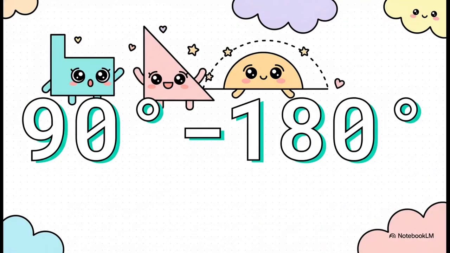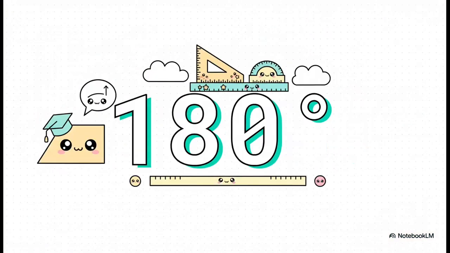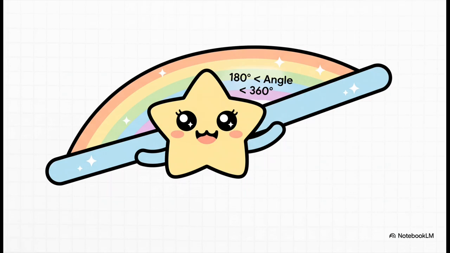Push past 90 degrees, and you'll find the wide, relaxed, obtuse angle. This is any turn that's bigger than a right angle, but hasn't quite opened up into a straight line yet. Keep opening it all the way up, and you'll hit 180 degrees. This is the straight angle, which, as you can probably guess, is simply a perfect straight line. But wait, we can go even further. A reflex angle is that larger outside turn, the one that bends back on itself. It's anything more than 180 degrees, but not quite a full circle.